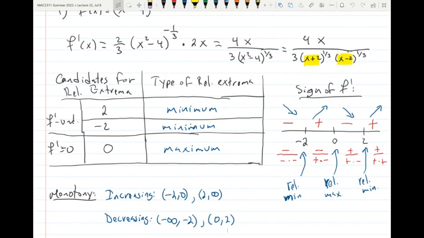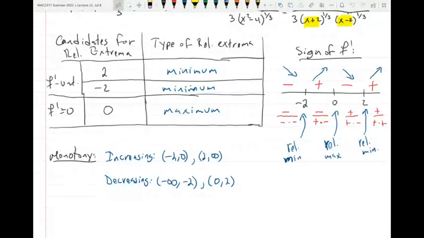Okay? The thing is that we're going to find all of this information, and the idea is that we're going to put all of this together to produce a picture later on. Okay? So, but before we do that, we need to talk about another idea, which is this notion of concavity. Because knowing that a function goes down is not enough.